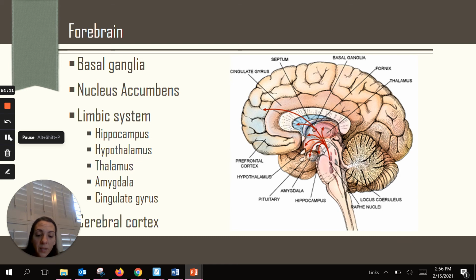The nucleus accumbens releases dopamine when it's activated by a stimulating event. And stimulating event could be sex, gambling, video games. And it's related to how much you want something, not how much you enjoy it.